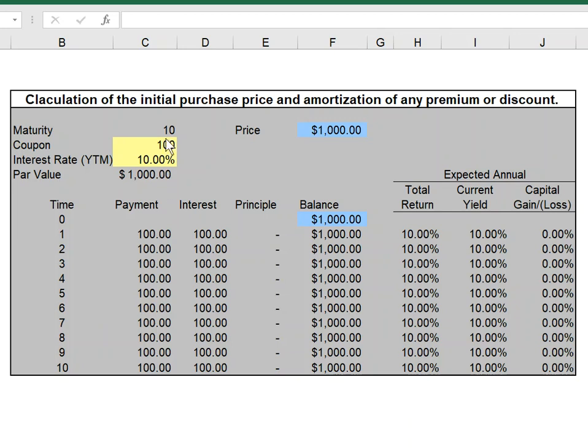Let's consider the case of a 10-year bond with a $100 coupon where it's currently selling for a price of $1,000, so it's selling at par, which means our yield to maturity will be 10%. Notice, since the bond's selling at par and the interest rate remains constant, we will not expect any change in the bond's value over the bond's life. So our total return, made up of two components, is the current yield, which is the $100 coupon divided by the $1,000 price, plus nothing in the form of a capital gain or loss.